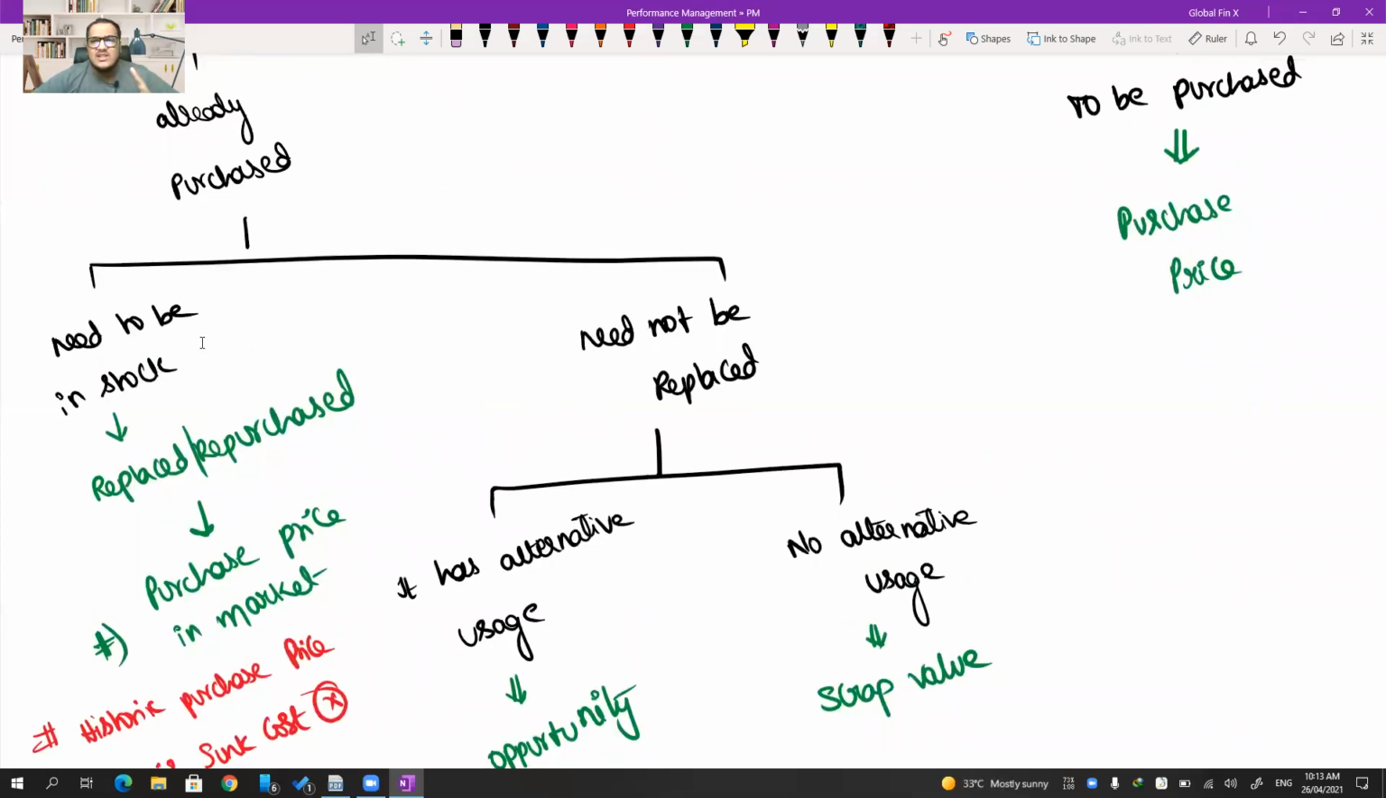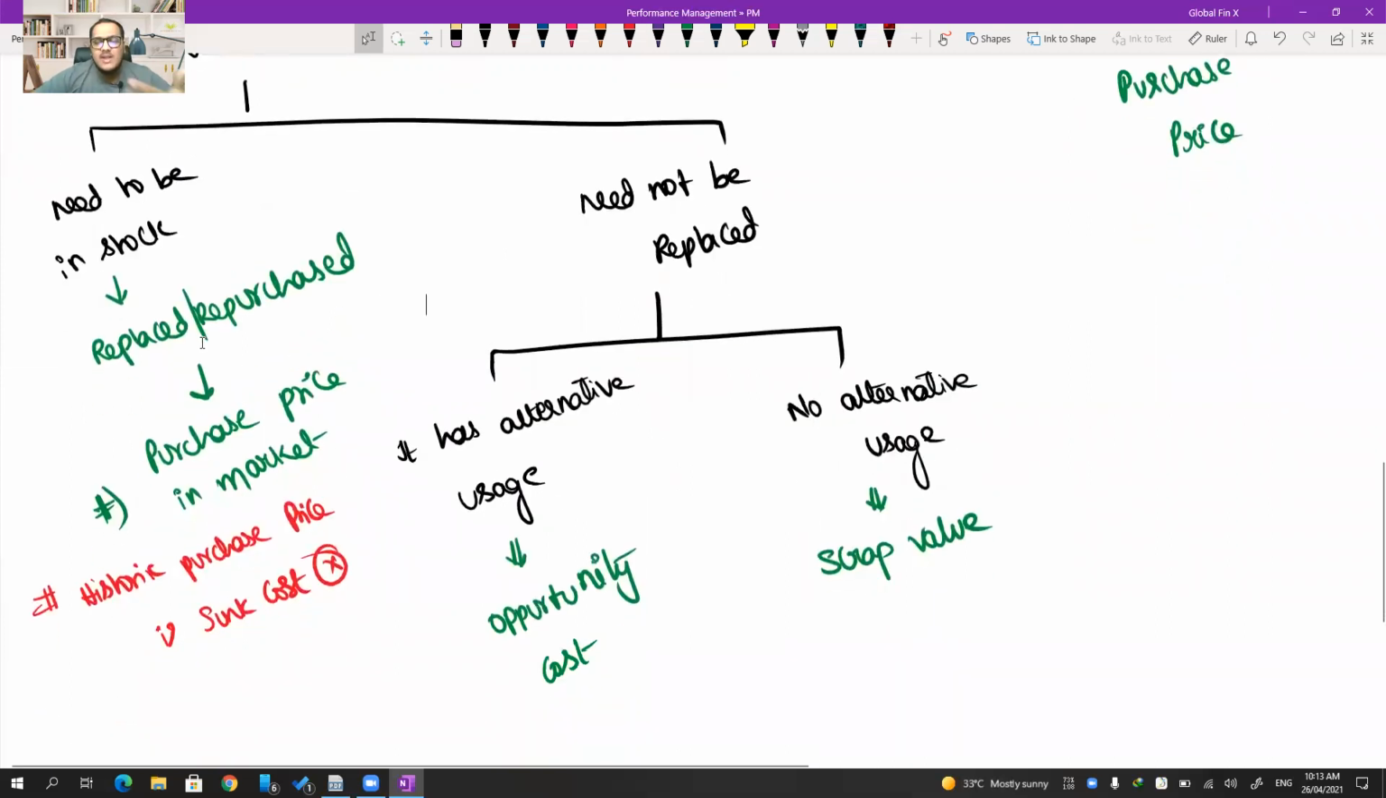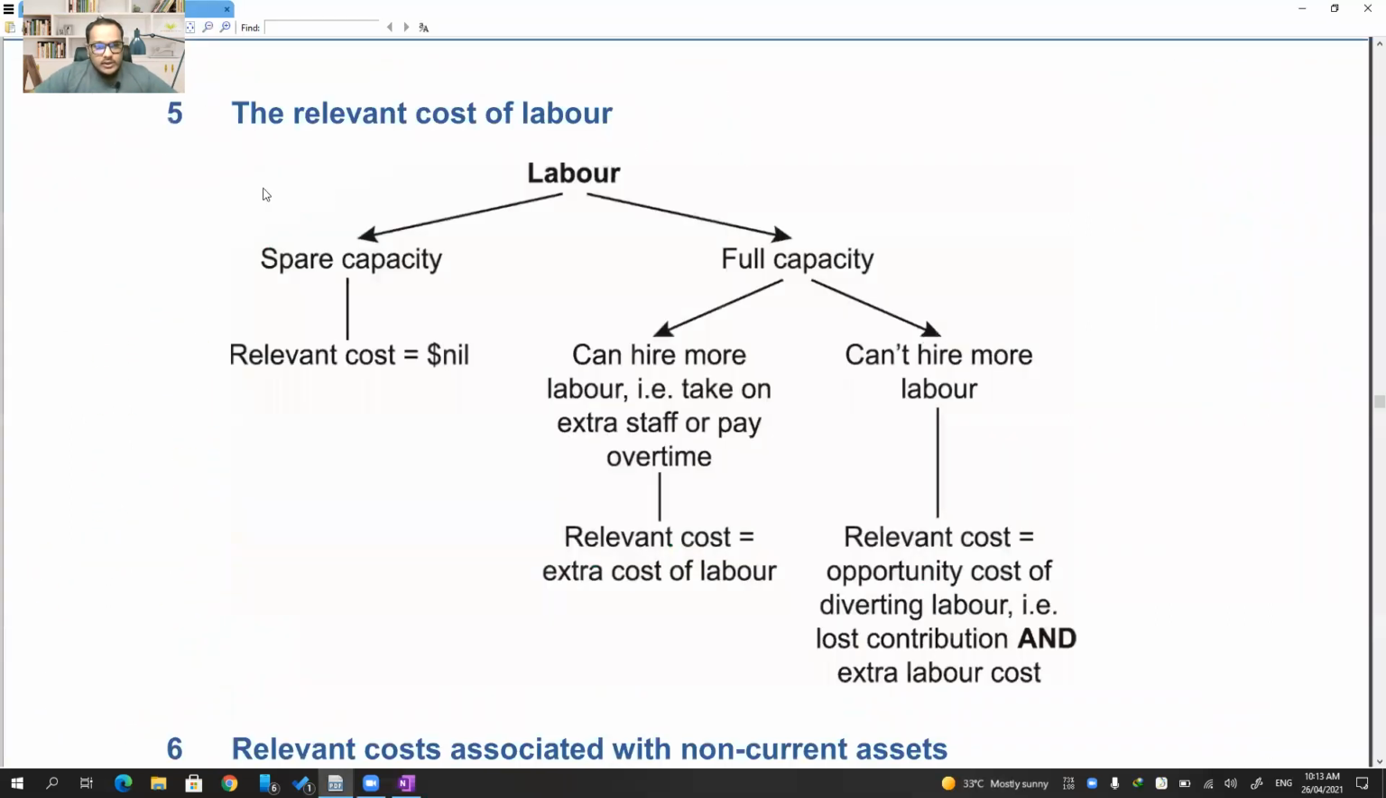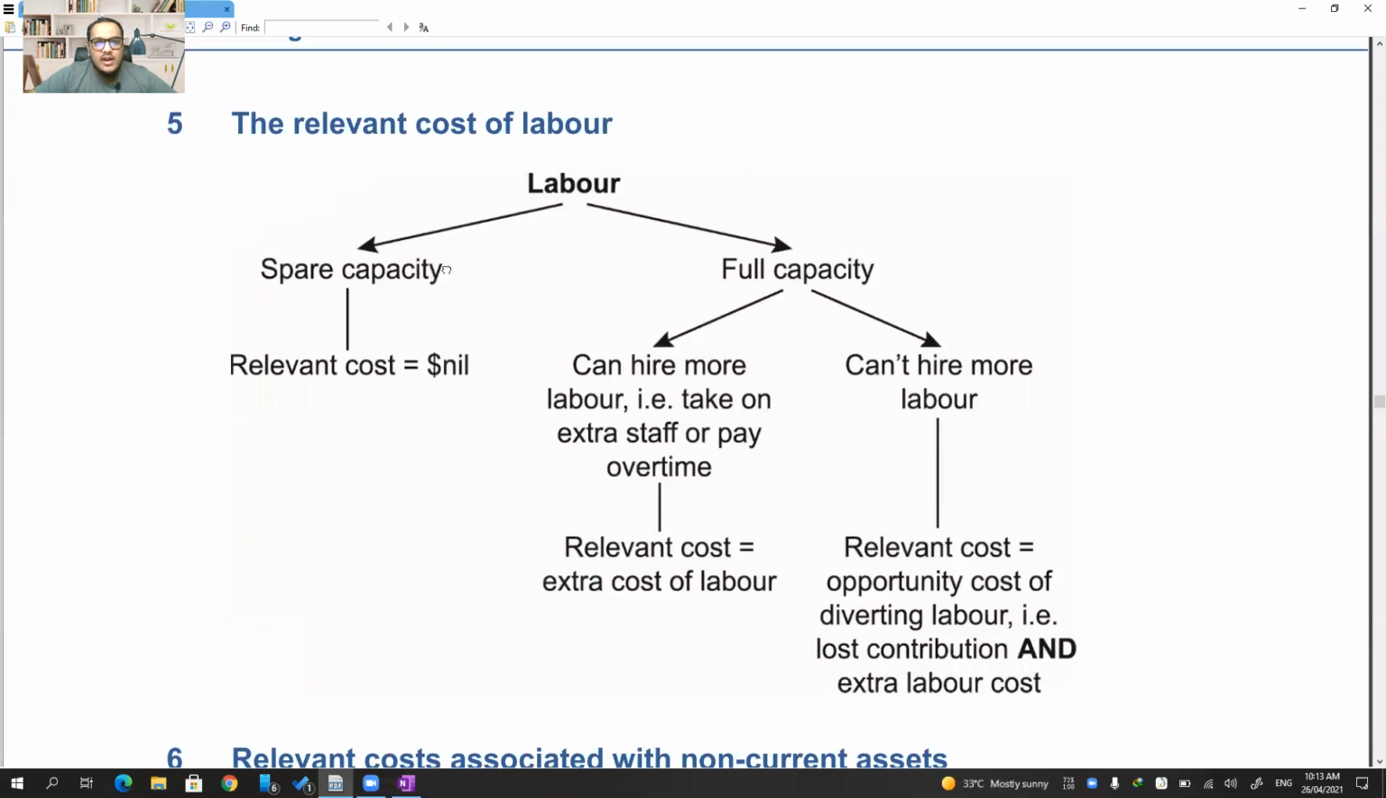Zero, sir. Yesterday we discussed a software company: the employees are there already, you are paying them salary. Working on this project, the relevant cost is zero, right? If they have surplus hours. See this, if there is spare capacity available for labor, the relevant cost is zero. Sir, you have already paid them and they are not working, so you ask them to work on this project. You will not pay them anything extra. So the relevant cost will be zero for that particular case.